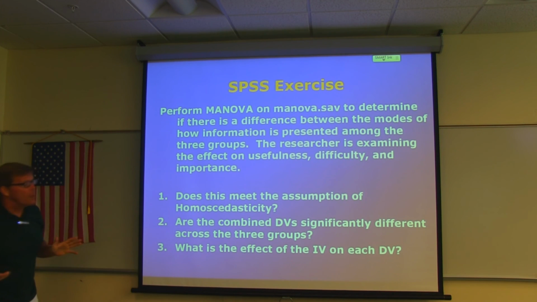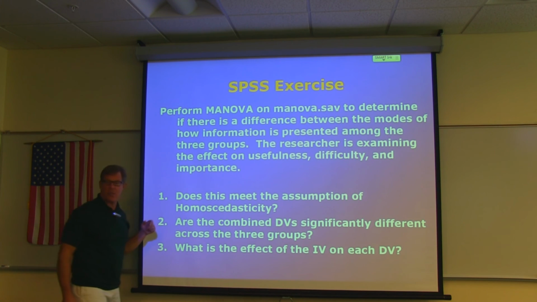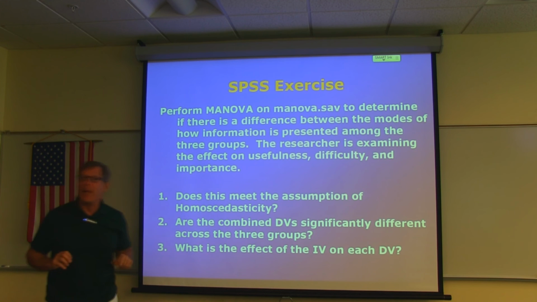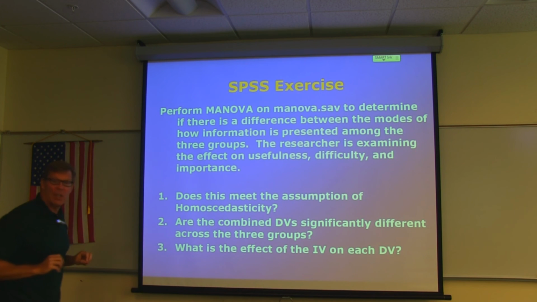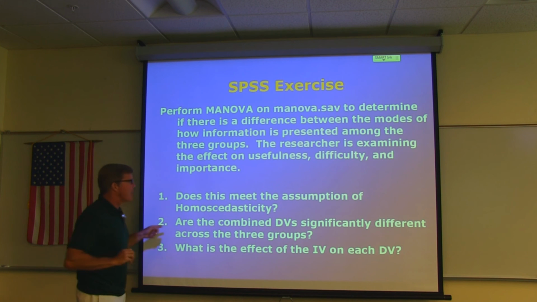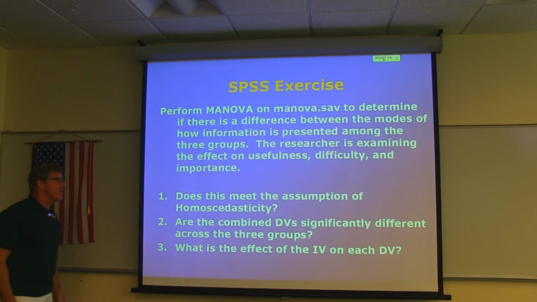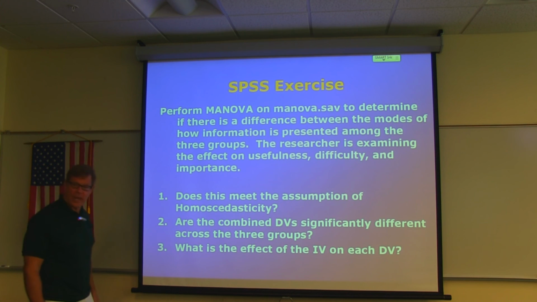Now again, we do the drill. Does this meet the assumption of homoscedasticity? So we're going to talk about Box's M and Levene's test. It's actually called Levene's test of sphericity. Are the combined DVs significantly different across the three groups? We're going to see that. What's the effect of the IV on each DV? And that's the measure eta squared, also called effect size.